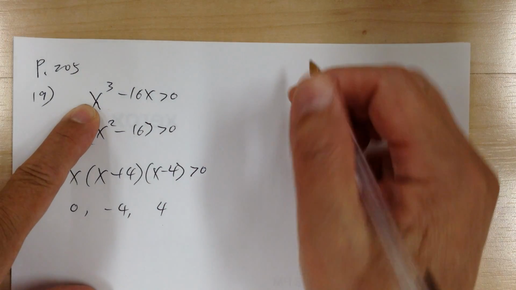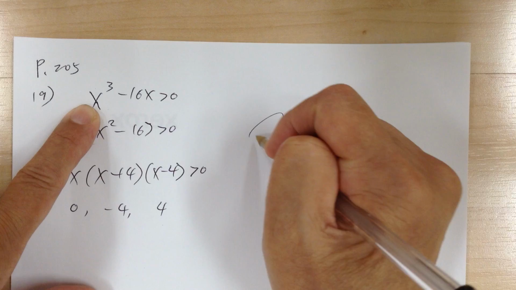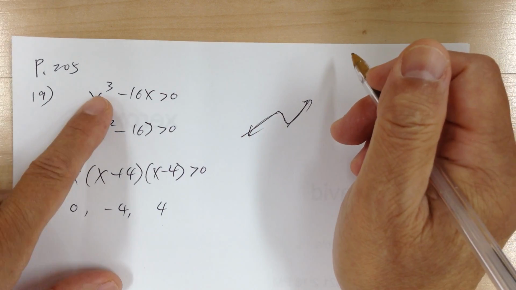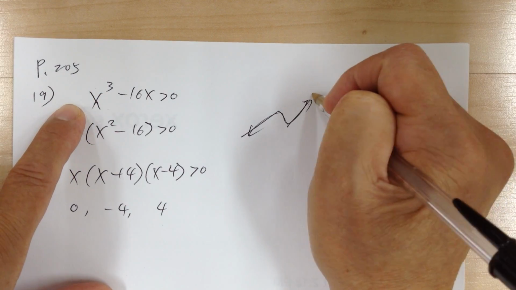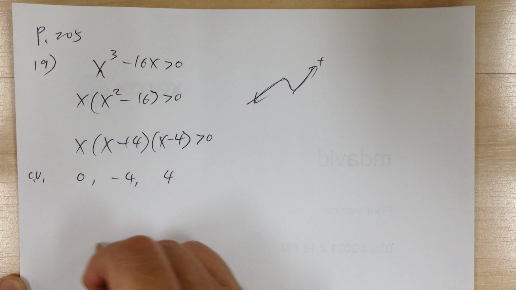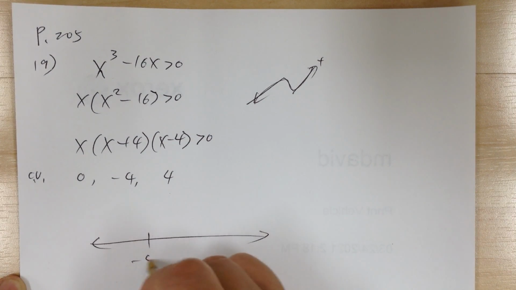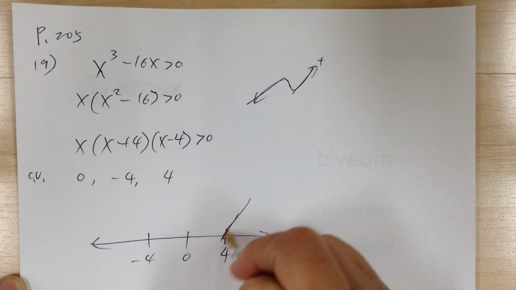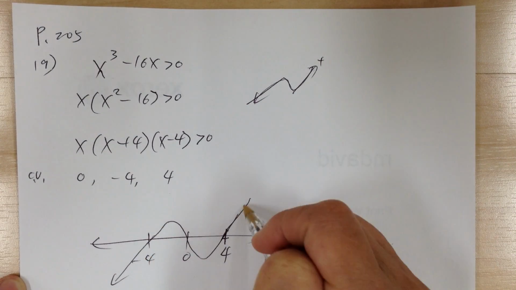Okay, now this is the cube function, so you're going to get 3 directions, 1, 2, 3, right? And this is positive, so it'll be pointing up. Okay, so let's go and sketch it out. And you put it in order. So the graph's going to look something like this. Again, you're just sketching to visualize.